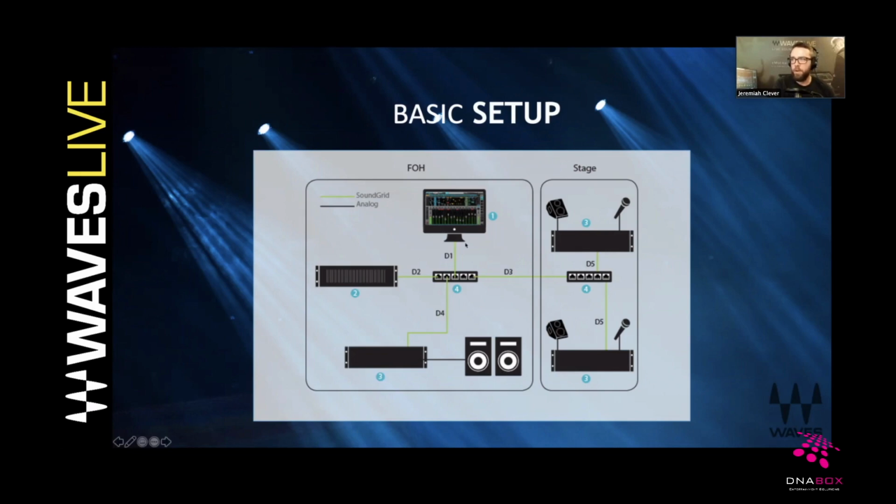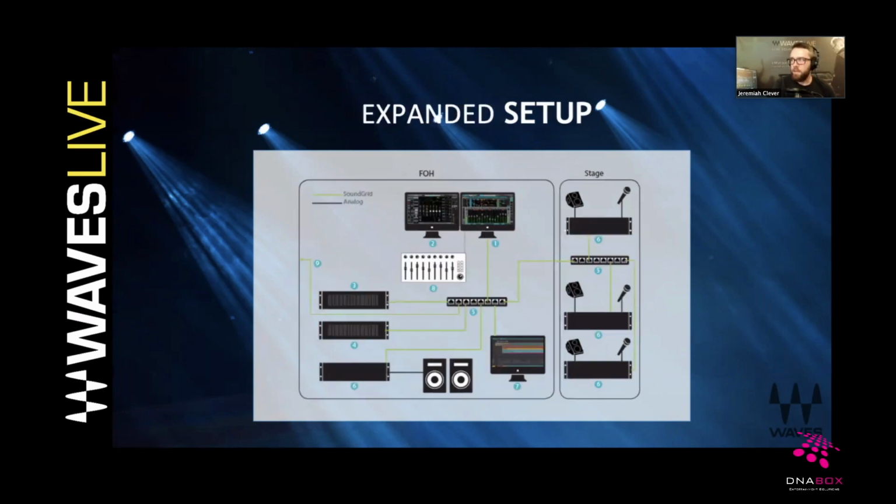So here is a basic setup of what an LV1 configuration would look like. And these are the same 4 components that we addressed at the start. So we have number 1 here, that's our host computer running the LV1 software. Number 2 is showing us our SoundGrid server. So again, that's our DSP engine. The box labeled 3, those are our I/O devices. So we've got a local I/O here at front of house, and then we have a couple stagebox I/Os. And then 4 are network switches, tying everything together. So this is a pretty basic setup.